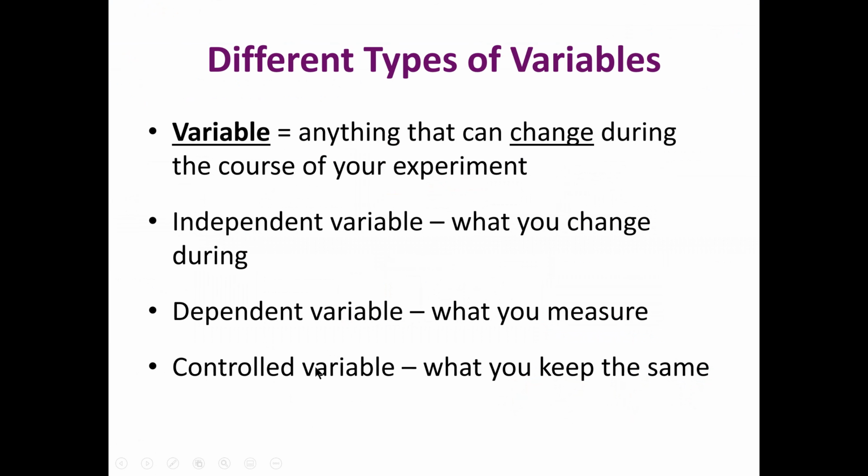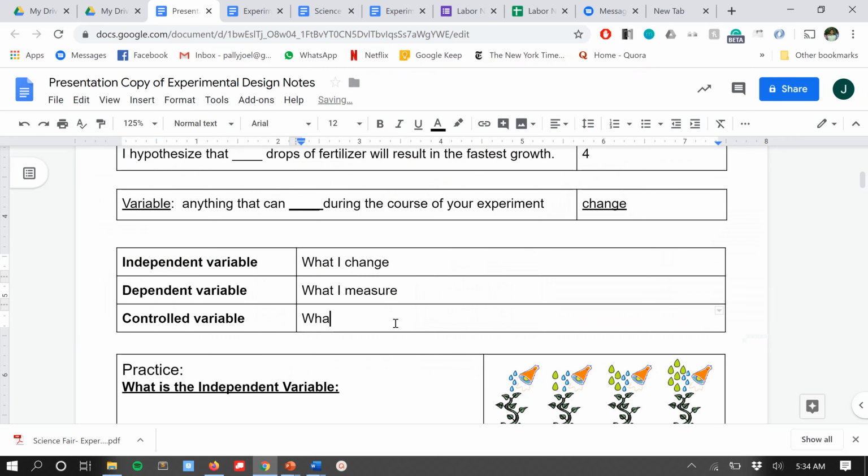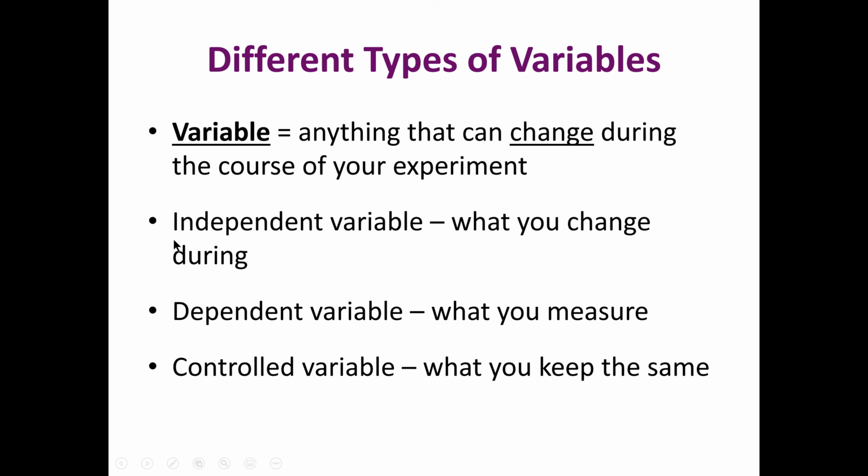And then controlled variables are what you keep the same. These are the variables you want to really control so that the experiment can run properly. You don't want these variables changing and messing up the results. So controlled variables are what you keep the same. And the goal in a scientific experiment is to observe how the independent variable, the thing you're changing, affects the dependent variable, what you're measuring, all while keeping the controlled variables the same.